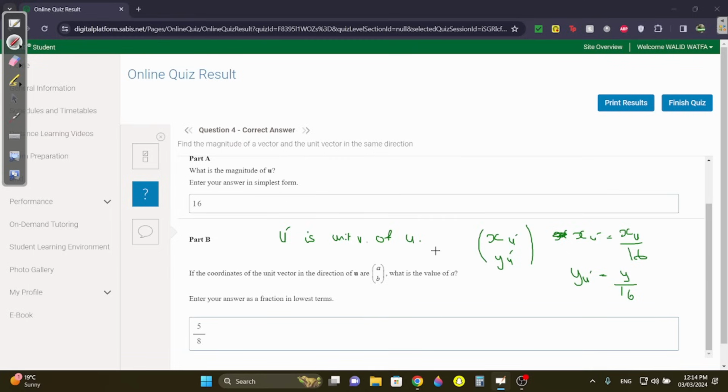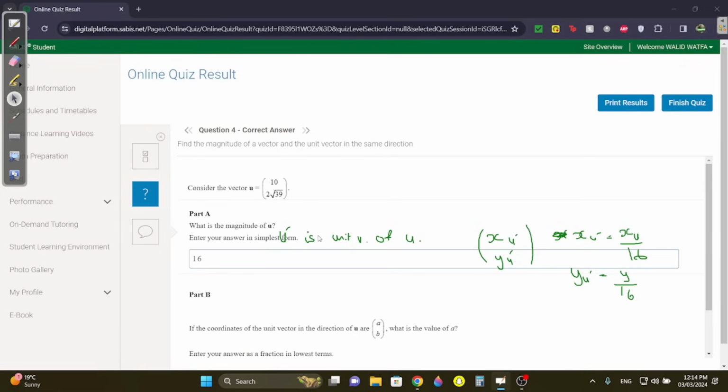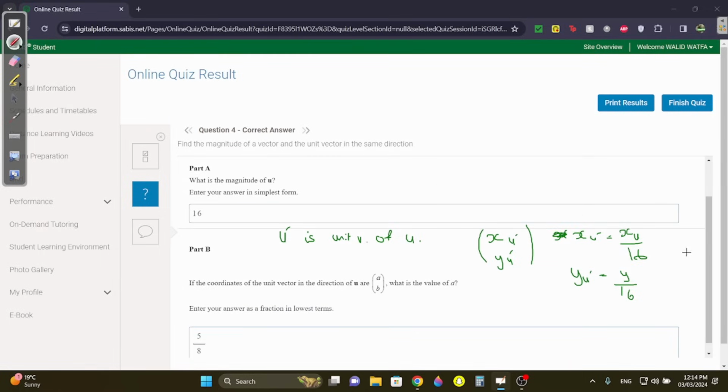What will x of u be? What was x of u? It's given, I think, 10. Yeah, because they want the unit vector. They want a. What's the value of a? So that's the x actually. So they want x of u prime. It's going to be equal to the old x over the magnitude, which is 16. What's the old x? The old x was 10 over 16. Divide by 2 up and down. You get 5 over 8.